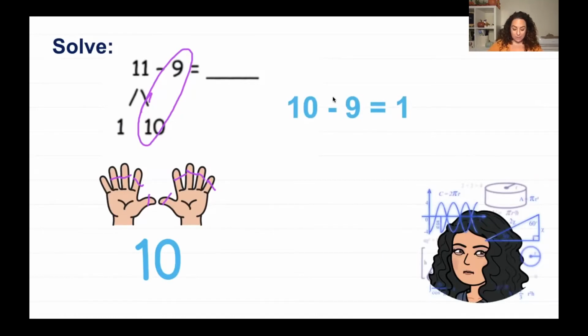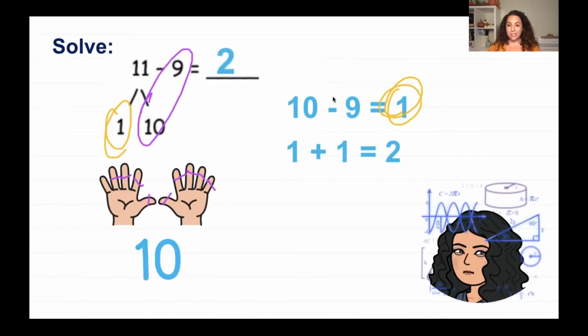Now, if you look right here, I'm left with my 1 here, but then I have this 1 left from the 11. So I'm going to put those together, and I end up with 1 plus 1 equals 2. So that means the answer to 11 take away 9 is 2.